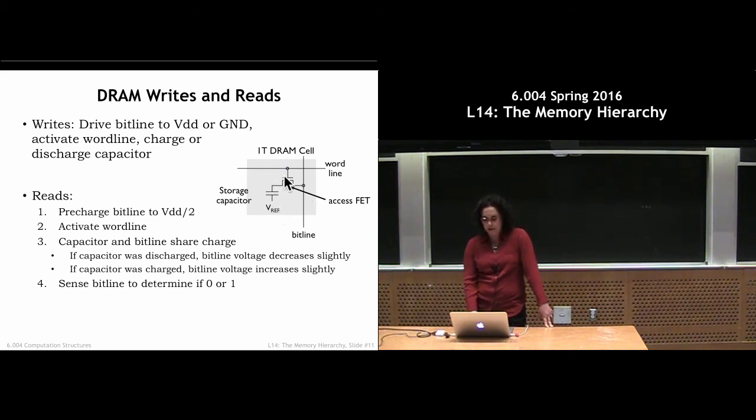On the other hand, if you had a 1 stored here, meaning this was charged, then the voltage here is actually going to go up slightly, and so you'll be able to detect that that was a 1. And so that's how we go about reading our DRAM cells.